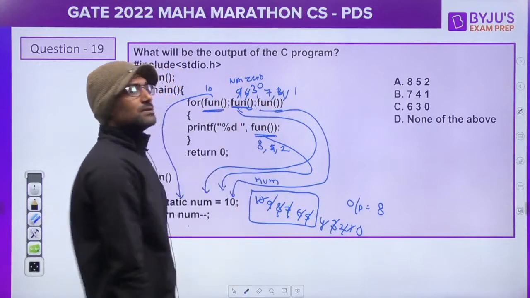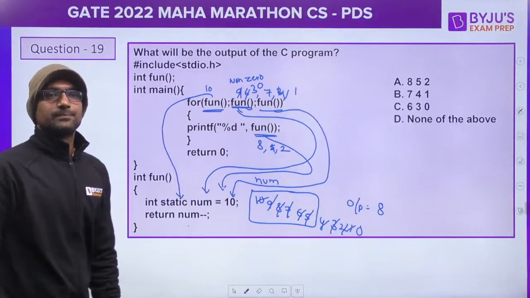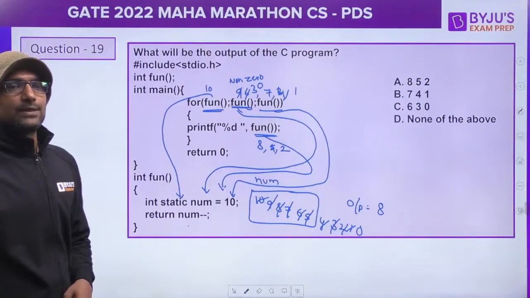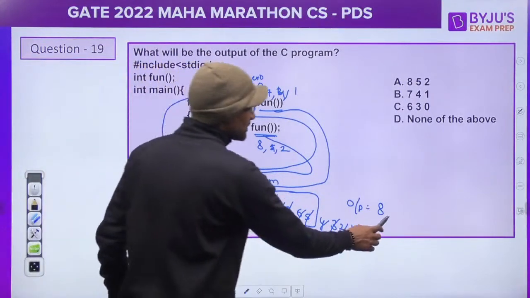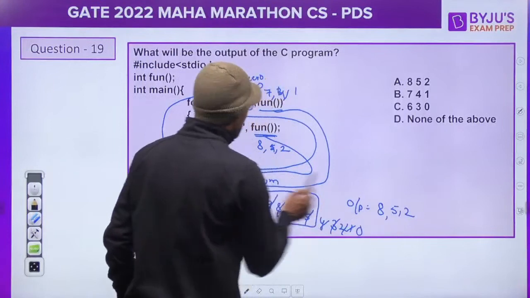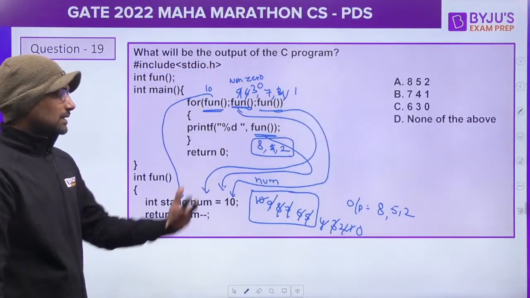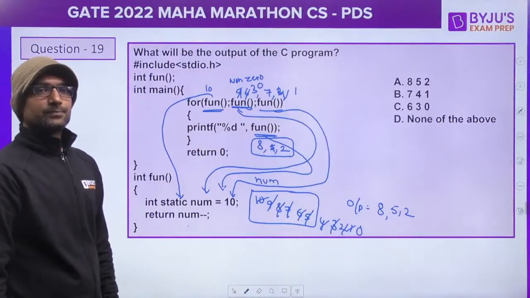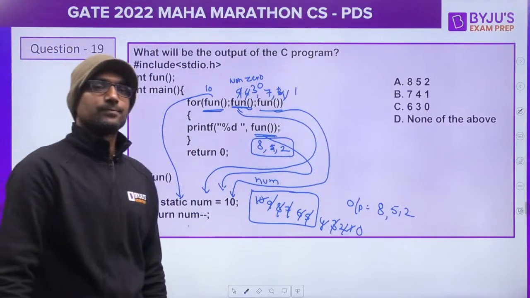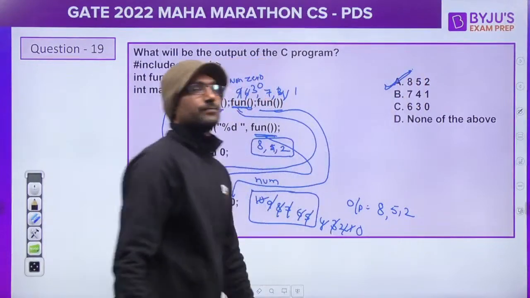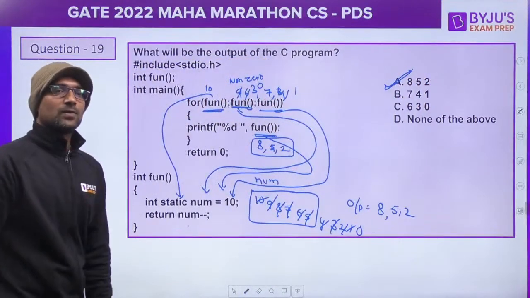Here when 0 is evaluated, it would be false. So 8, 5, 2 are what is returned by this fun, so that gets printed. So option A is the right answer. Okay.